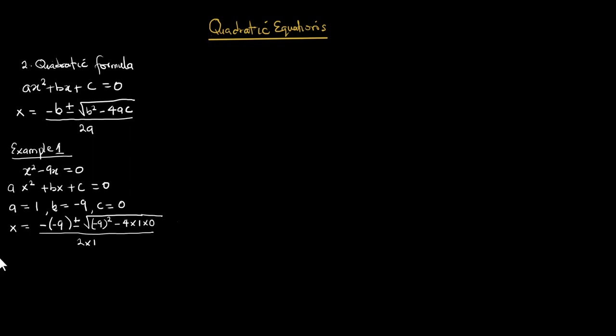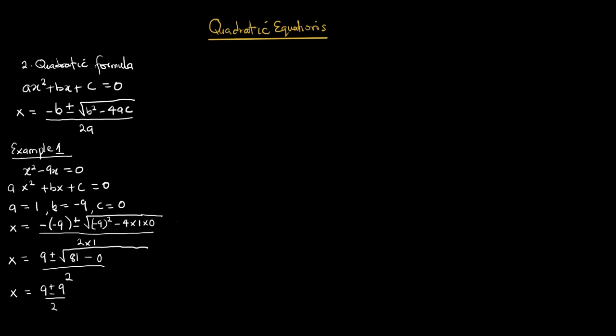If we do this correctly, x is going to be equal to minus minus, which gives us a plus, 9 plus or minus the square root of, what do we have? Minus 9 squared is going to be 81, minus 0, of course. Divided by 2. The square root of 81 should be 9.